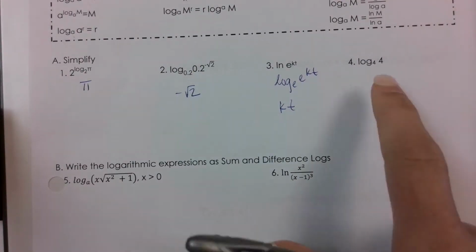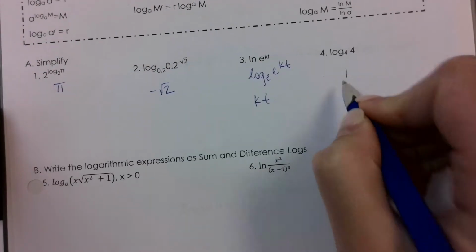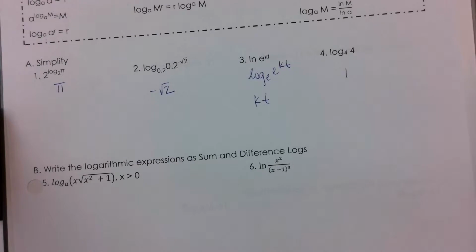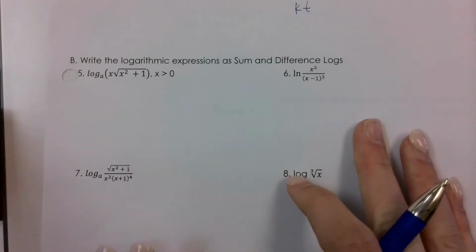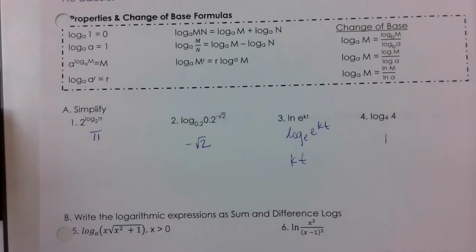And then for the last one there, what do y'all think that one's going to be? 1. Is that okay? Questions on any of those? All right, cool. So the next section, we are going to rewrite these using the adding and subtracting to separate our multiplication and division.